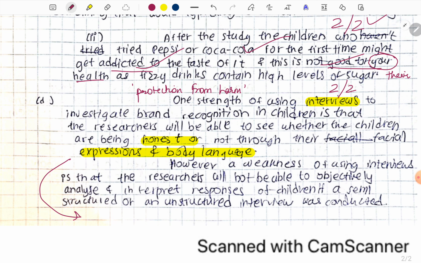So she could have said that if children were being honest or not, in the sense if they were selecting a particular drink and claiming not to remember.